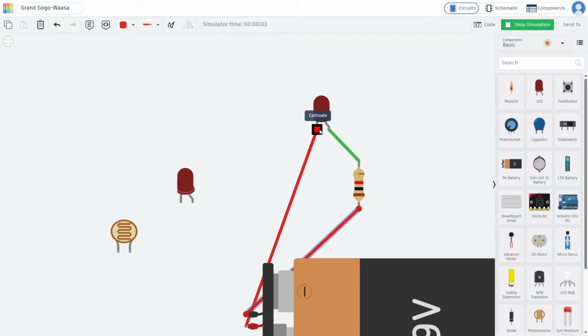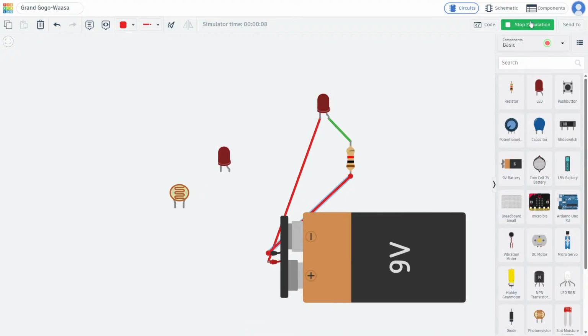Why? Because LED is also a diode. You know that diode is a semiconductor device that only allows the current to flow in one direction. So that's why when we connect the anode to the positive and the cathode to the negative, the LED will light up. Simple as that, right? You have to remember that.